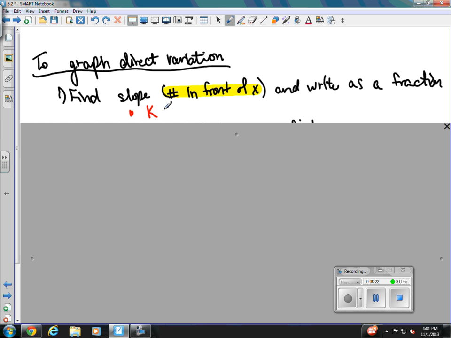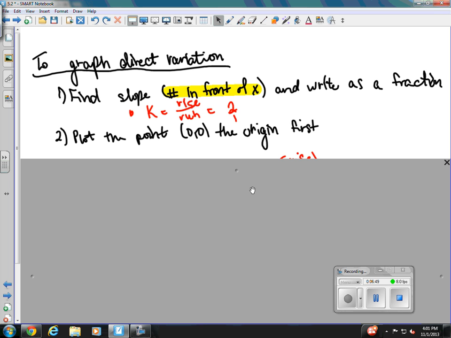So once again, it's variable k today. It's rise over run. And whenever we write it as a fraction, if we get a slope of 2, then I'm going to say it's 2 over 1, because 1 can go into 2 two times. And then that way I have a fraction. I know to rise 2 and run 1. And for any integer, 1 will go on the bottom. Second step, plot the point 0, 0, which is the origin, first. So just a reminder that all of our graphs today start at the origin, 0, 0.